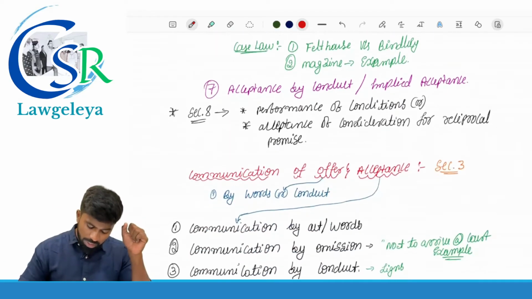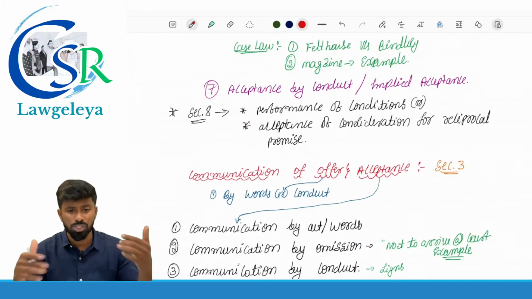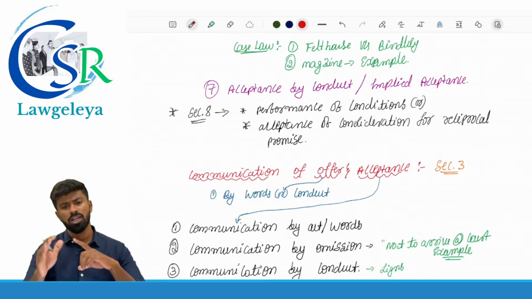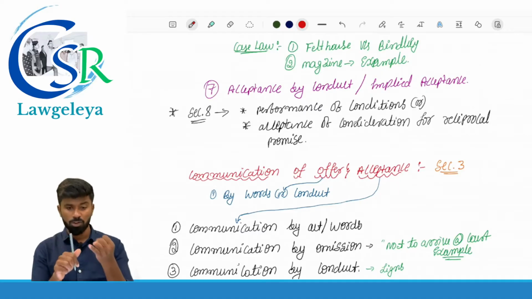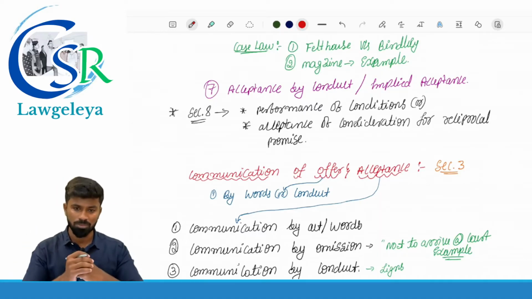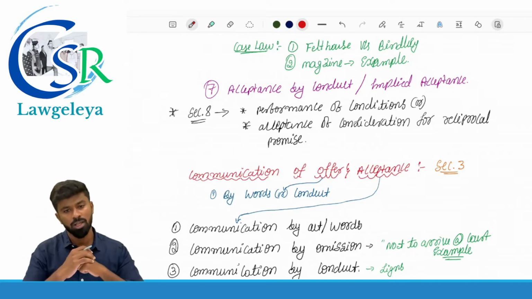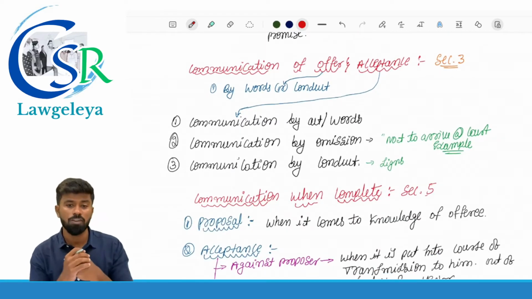Seventh one, acceptance by conduct or implied acceptance, section number 8. Accept it by performing it. Correct, right? So acceptance can be either expressed, by words, or implied. What is implied one, sir? The offeree can accept the offer of the offerer by performing the conditions of the offer or by acceptance of consideration for the reciprocal promises. So these are the seven rules of acceptance.